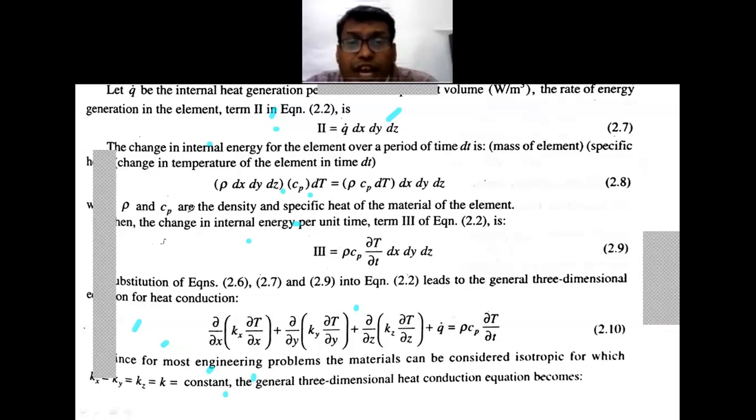Then the rate of change of the internal energy. This m Cp delta T is the internal energy. So for the rate of change of internal energy, what do I have to do? Divide it by the time. When rate comes, the time factor comes in. So the internal energy is divided by the delta T. So internal energy from this equation, rho Cp dT into the volume, divided by the delta T. So here delta T by delta t, this is the other term. Temperature is a function of time. So this is the third term that will be there.